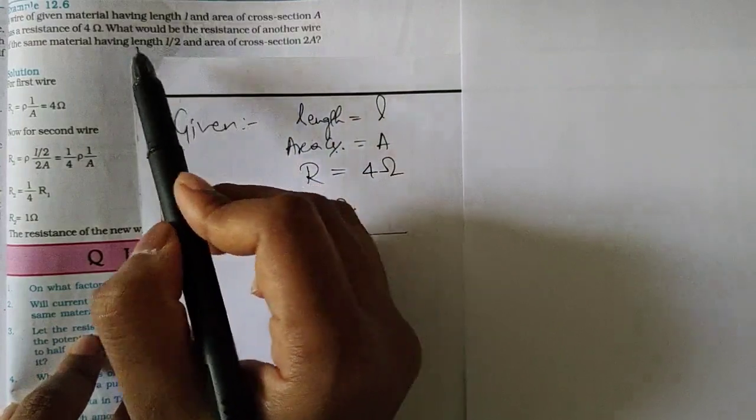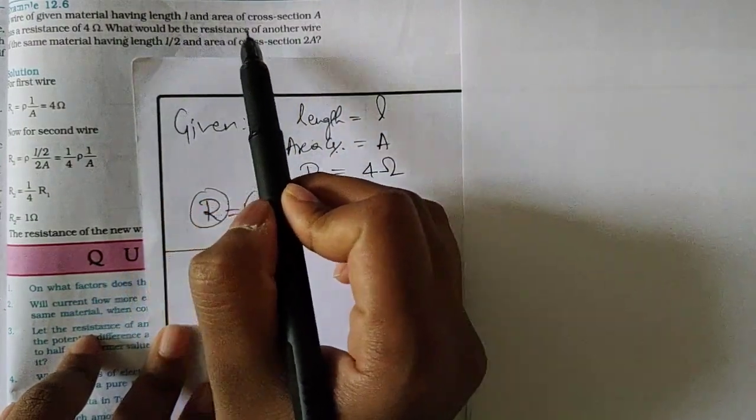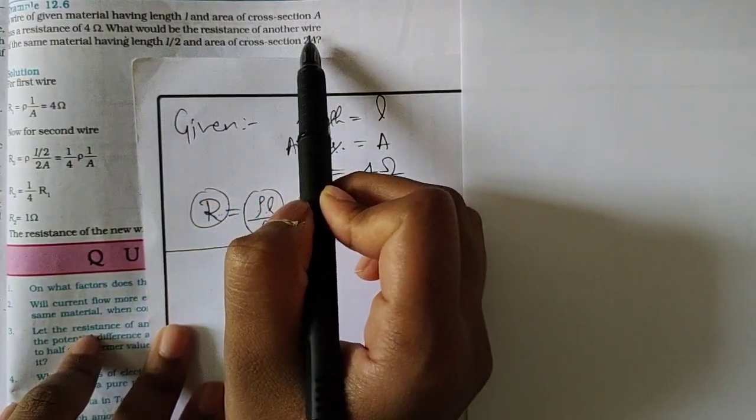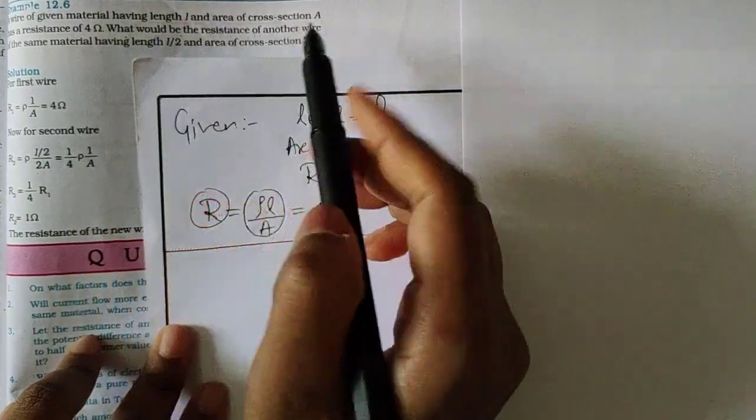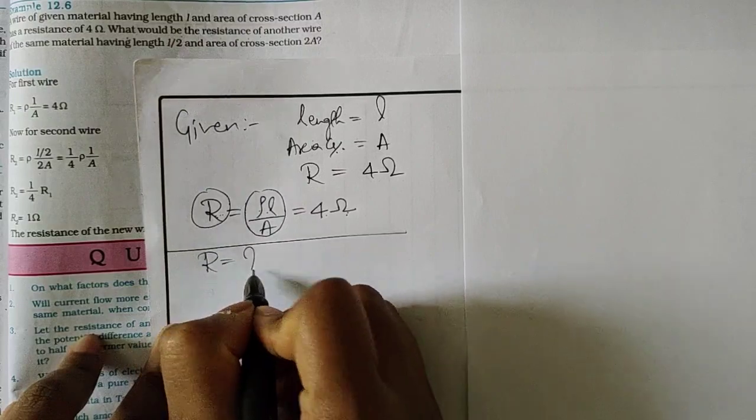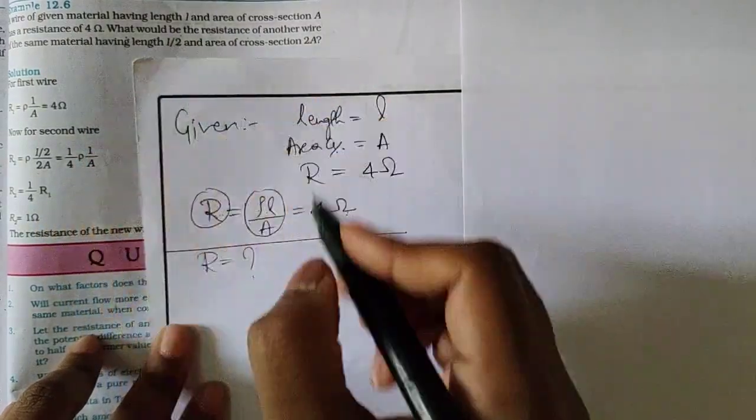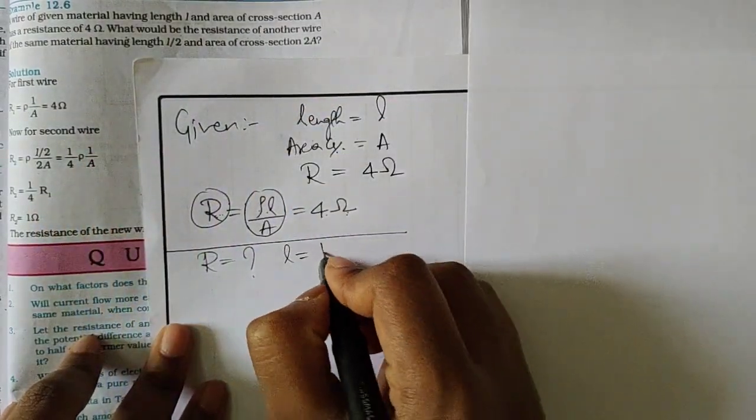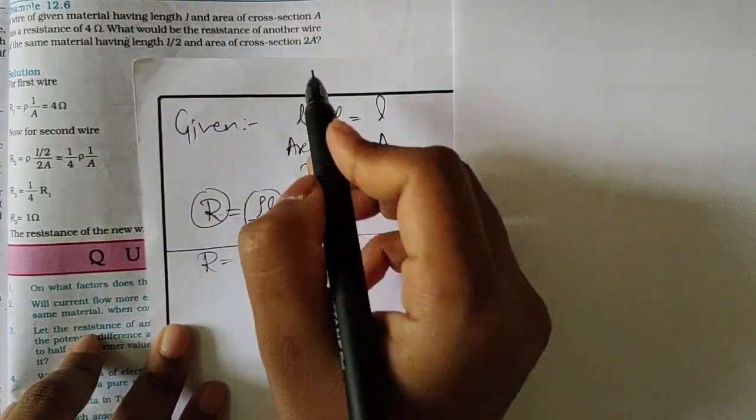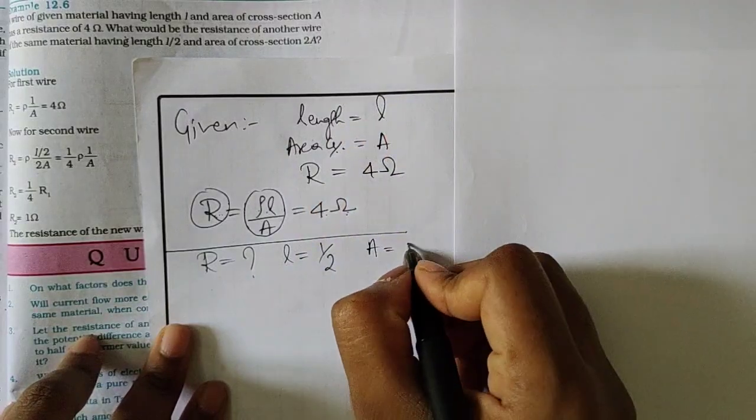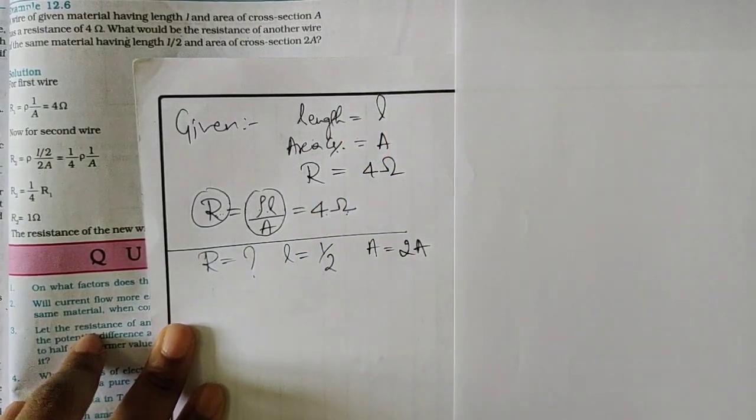Okay, next, what would be the resistance of another wire of the same material? What would be the resistance? So here I need to calculate resistance, and they are given length. So here they are given length 1 by 2, and area of cross section A, they are given, see here, 2 ampere, that is 2 ampere.